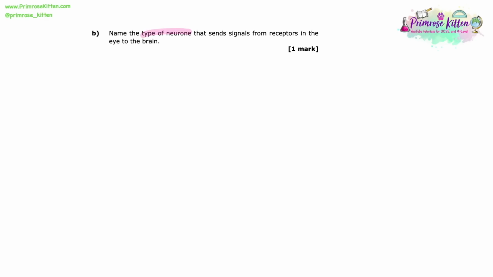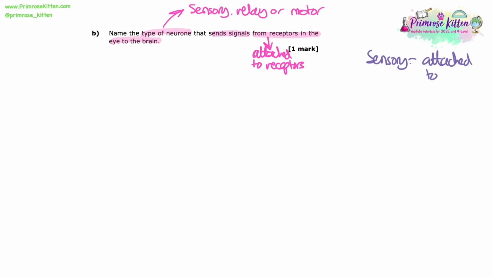Name the type of neuron that sends signals from receptors in the eye to the brain. So when you think about the types of neurons, there are 3. There's sensory, motor, and relay neurons. So it's asking us which one of these 3 it is. And it has to be the type that will attach to receptors. So sensory neurons are attached to sense organs. That's how I remember it, sensory, sense. So because they're attached to sense organs, they're attached to receptors that we find in sense organs. And obviously the eye is a sense organ. So it must be sensory neuron.